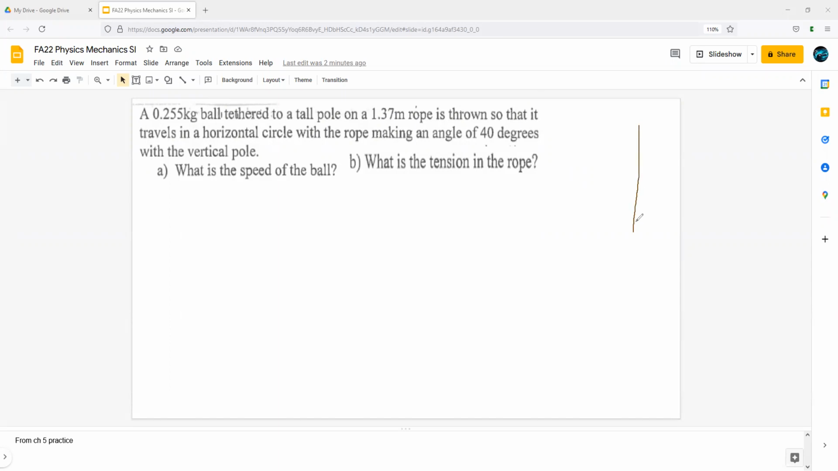You have your pole, you have like a ball, and it's flying around with a V, but you don't know. It doesn't tell you. And then it's making an angle here, 40 degrees. And then has a weight of 0.255 kilograms.